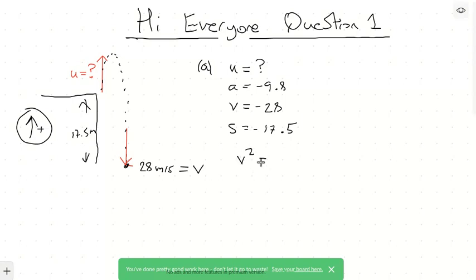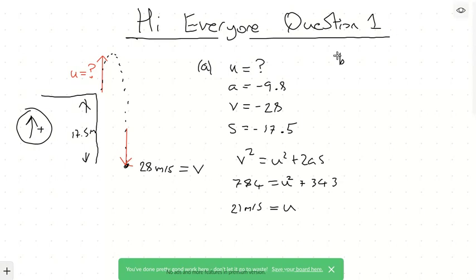So anyway, we've got V squared is U squared plus 2AS. And so we've got 28 squared. I don't know what 28 squared is, let's just quickly ask Mr. Calculator. 28 squared, 784 equals U squared plus 2 times 9.8 times 17.5, and that gives me 343. Subtract and square root, and you get U equals, hopefully the answer they told us it was going to be. Yes, indeed, you get U is 21 meters per second.